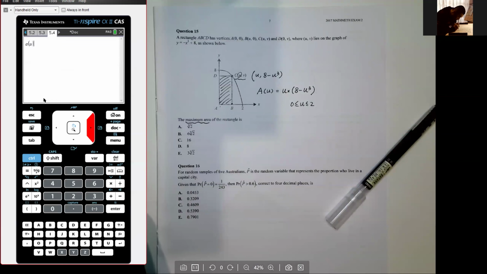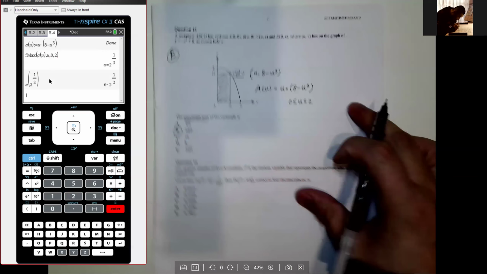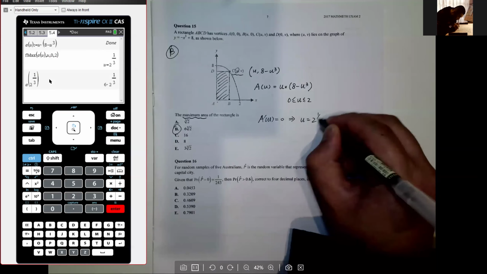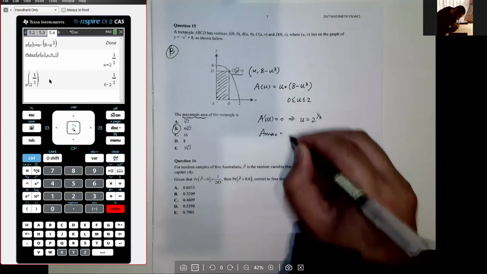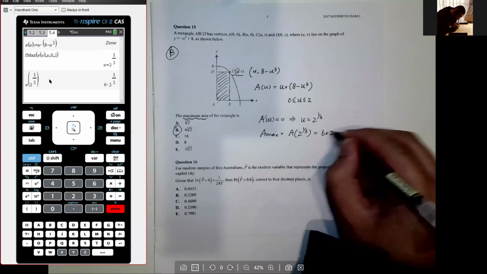So let's say A(u) is assigned to u times (8 - u³). Then find the maximum of A(u) with respect to u between 0 and 2. Many students, if they got this far, would tend to select A, but this is the variable. You have to say A(2^(1/3)), which gives you 6 times 2^(1/3). So that's option B. Technically, A'(u) = 0 gives you u = 2^(1/3). Therefore, the maximum A equals A at 2^(1/3), that is 6 times 2^(1/3).